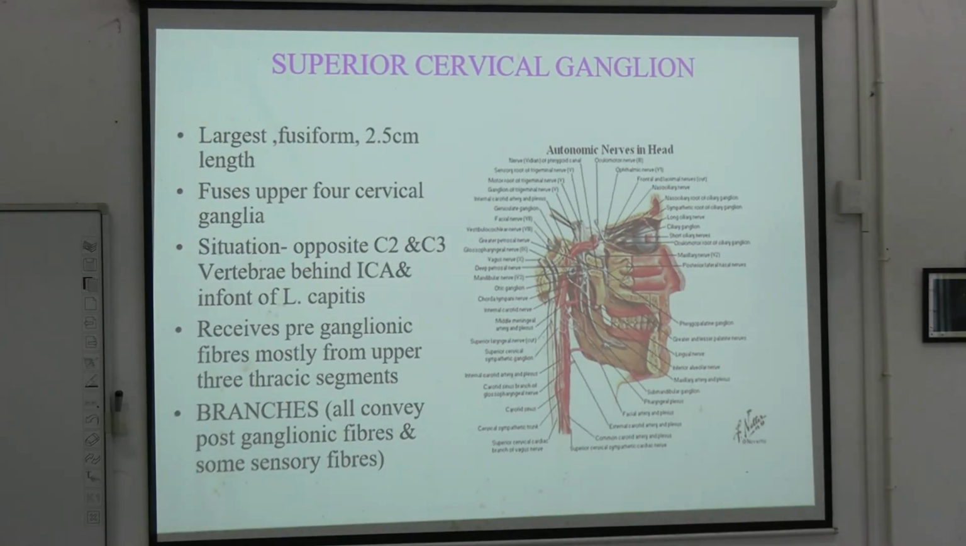The superior cervical ganglion, which is a fusion of the four, is the largest of all. It lies at the level of the C2 and C3 cervical vertebrae, so it is high up in the neck region. It is present between the carotid artery and the longus capitis muscle, which is on the posterior side of it.